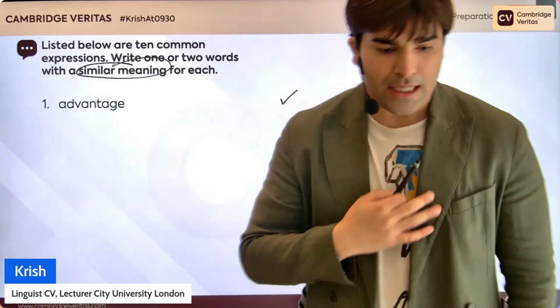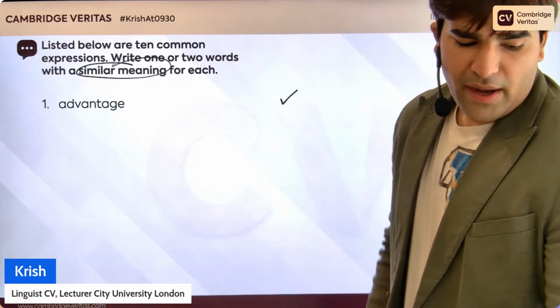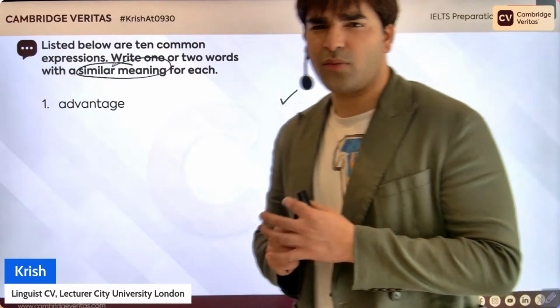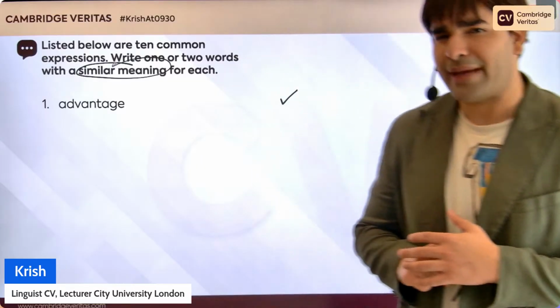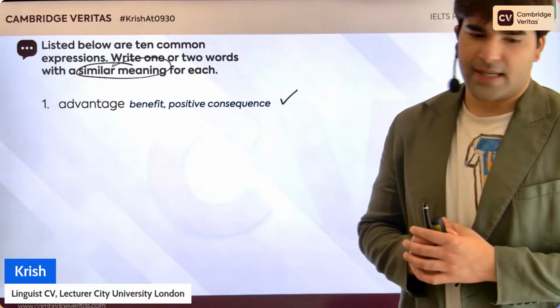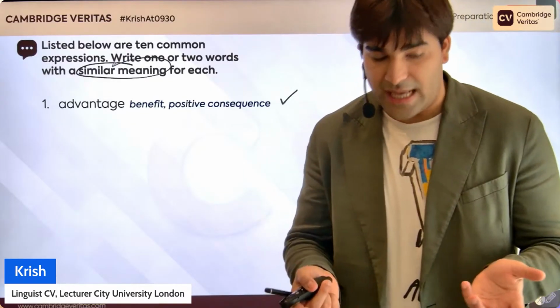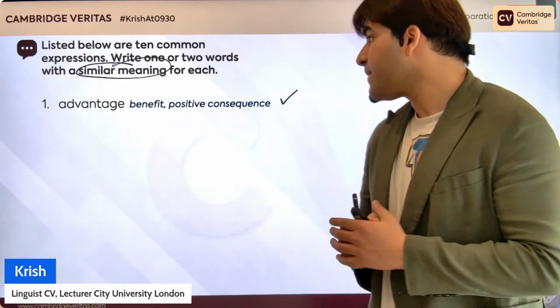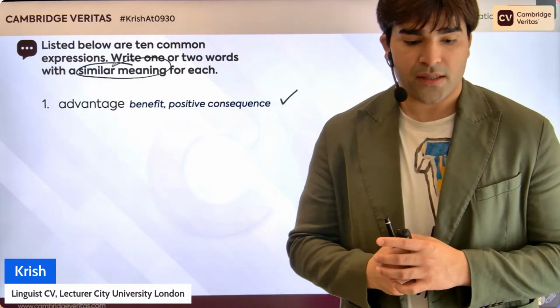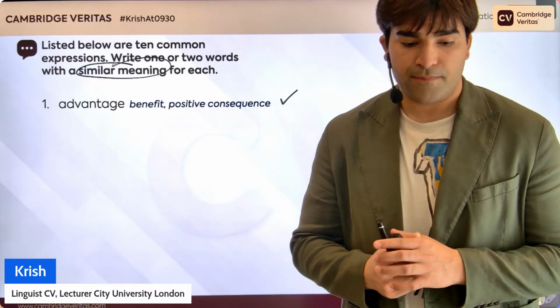First one, allow me to do. So I think for advantage, there are so many ways in which we can use the word. We can say benefit, positive consequence, etc. So my 2 cents and 2 words for advantage are benefit and positive consequence. Is the spelling right for consequence?